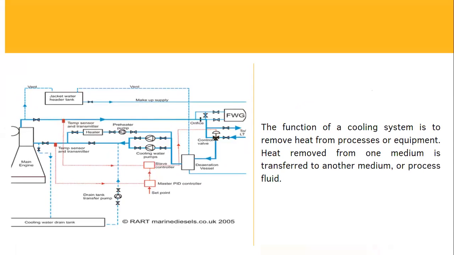So the function of the system is to remove heat from a process or equipment. Heat removed from one medium is transferred to another medium or process fluid. So this picture on the left side shows the diagram of how the medium is transferred to another medium or process fluid.